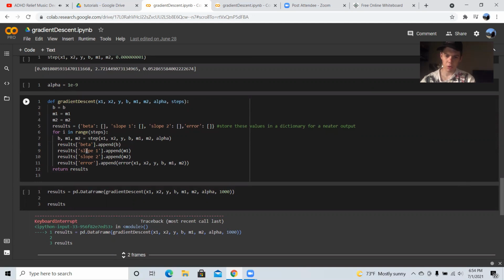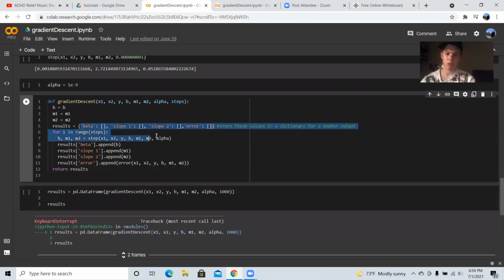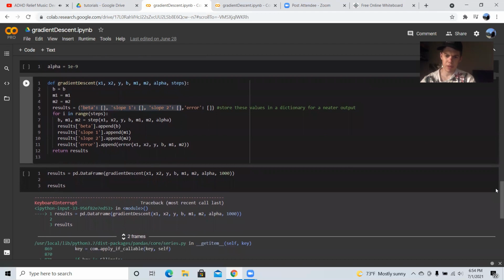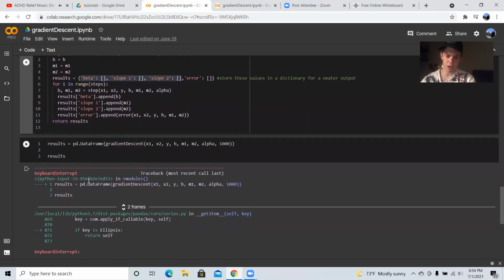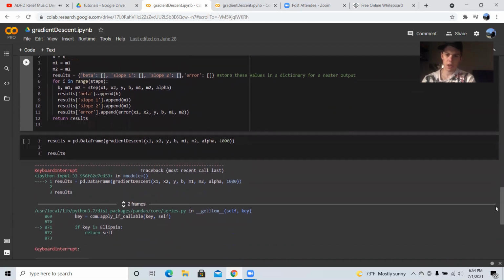And then there's also, when you're storing the results, we have two slopes, because there's an m value for every x value. We have two x values, and slope is the m value. And then this error, I stopped this code because it was just taking a long time to run, but it does work.